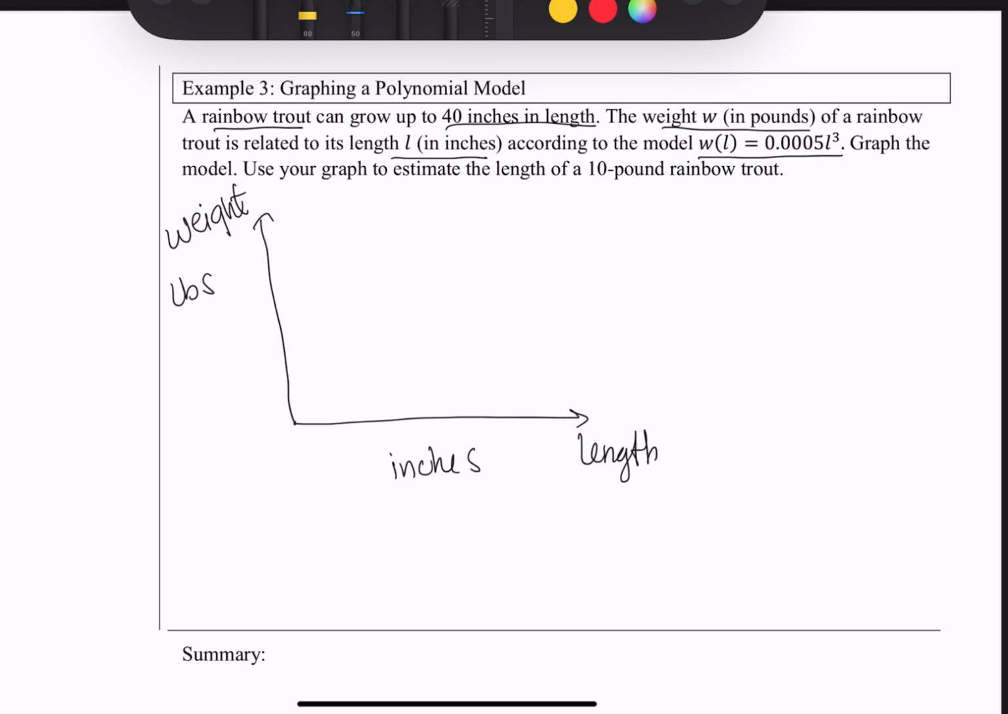Okay, so let's start by graphing this and getting an understanding. And let's think about a rainbow trout. Do I want any negative inches? Can you ever have a negative length of a rainbow trout? No. So I don't care about anything besides the first quadrant. So when I graph this in my graphing calculator, you care that it can get up to 40 inches in length, but you don't care that it can have any negative length.